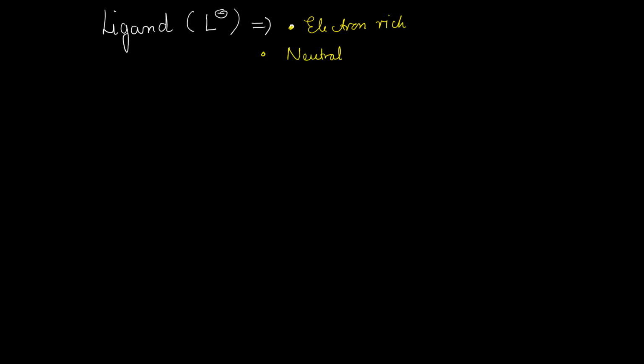Now the next important term is ligand. Ligand is usually written like L minus, because I've told you a ligand should always be electron rich. It should be electron rich. So in most of the cases, either they are neutral molecules having at least one lone pair. They should have at least one lone pair.